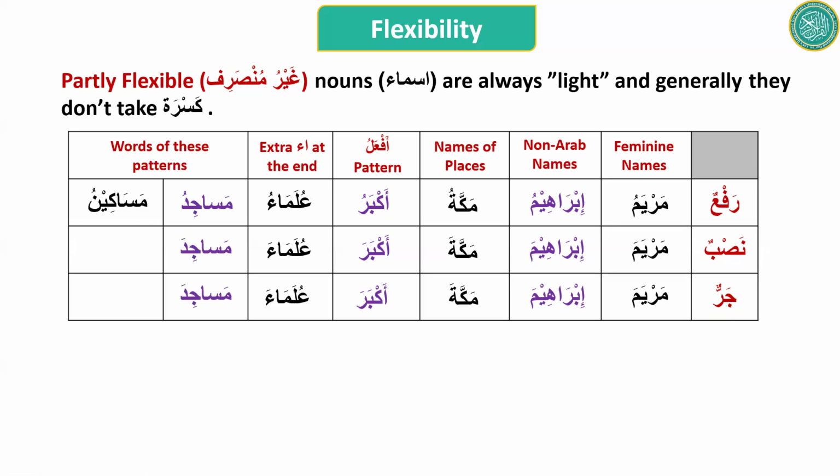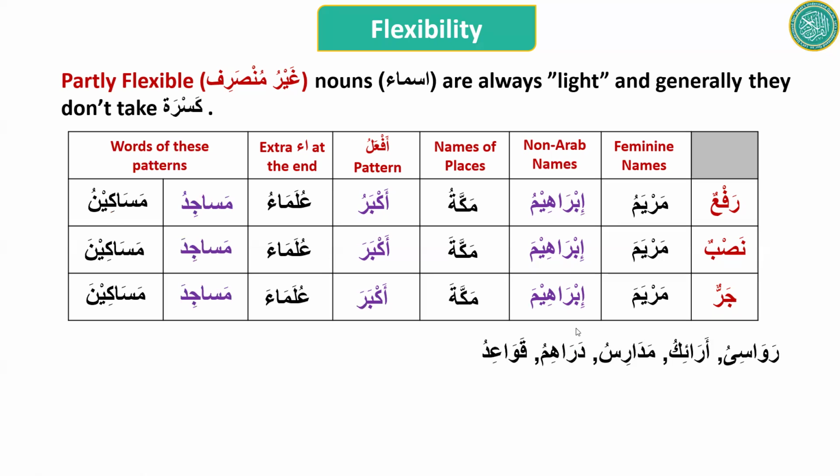Masajidu, masakinu. All words that follow this pattern, the meem doesn't have to be at the beginning. By chance, the examples I use both have a meem at the beginning, but it doesn't have to be. These two patterns, masajidu and masakinu, are also always light and they do not take kasra.